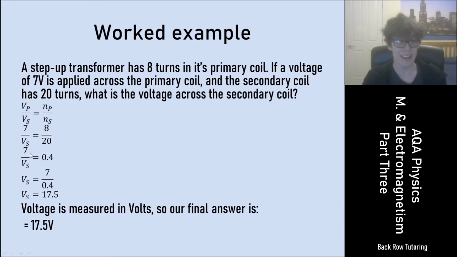If we rearrange it to get the 7 on this side, then Vs is therefore equal to 7 over 0.4. 7 over 0.4 is just 17.5. So the voltage is measured in volts, so our final answer is 17.5 volts.